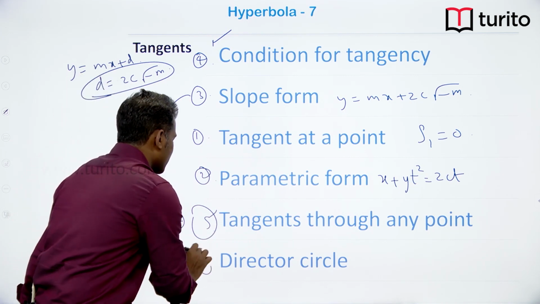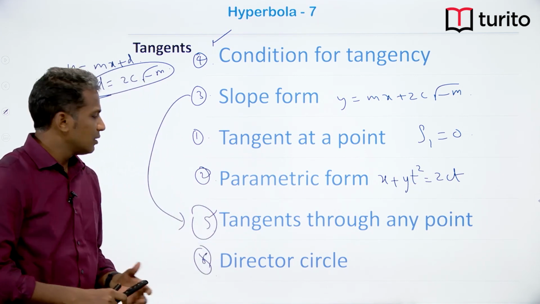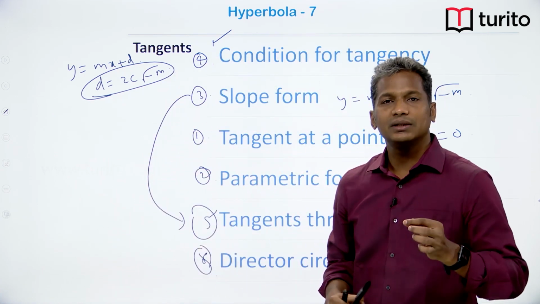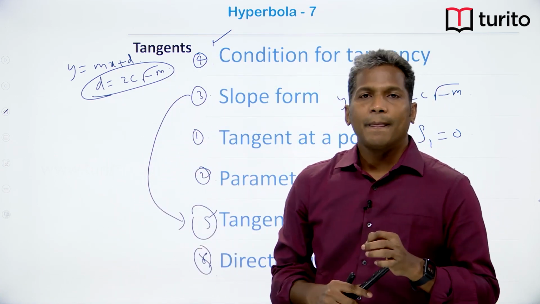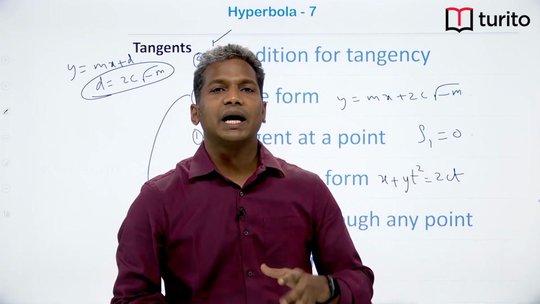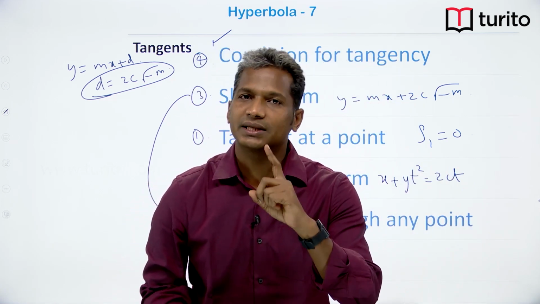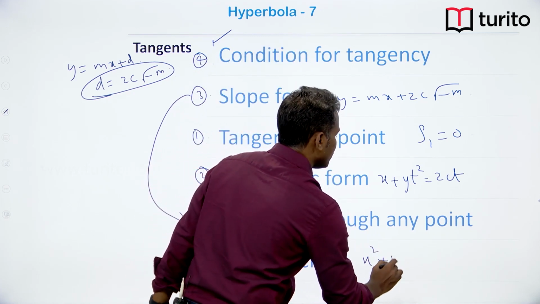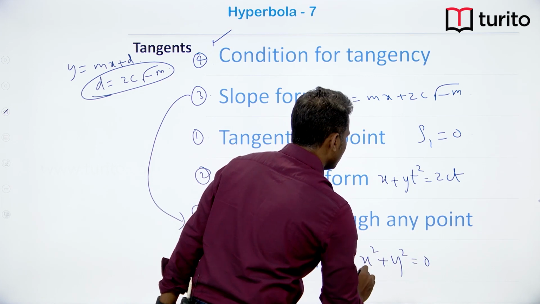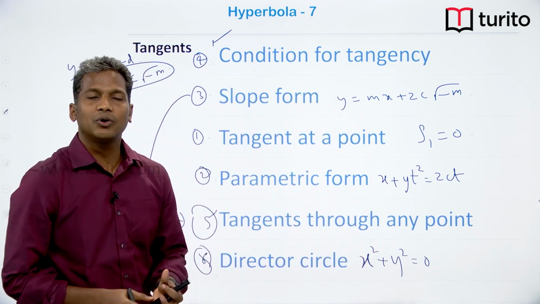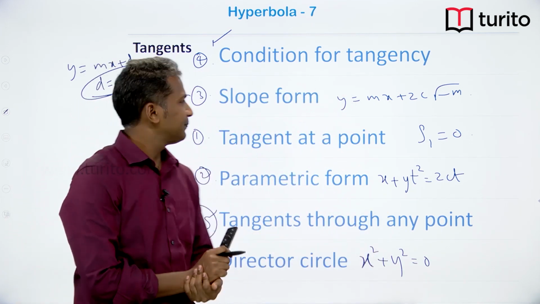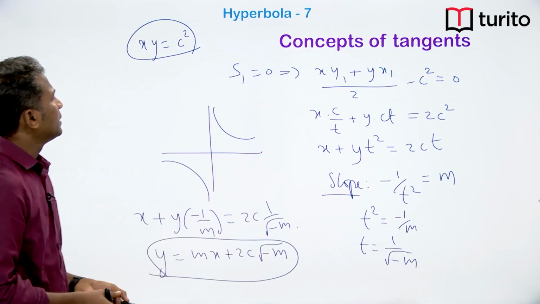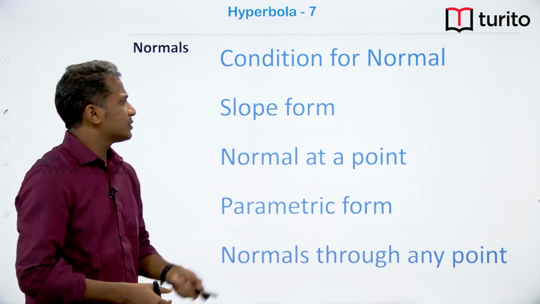And the next concept is the director circle. We have already discussed the director circle when we discussed the director circle of the hyperbola. For a rectangular hyperbola, the director circle is a point which is the center. Basically, the director circle is going to be x square plus y square equal to 0, which is the point which is the center only. Okay. Make a note of this. Okay, next. So, these are all the concepts of tangents.